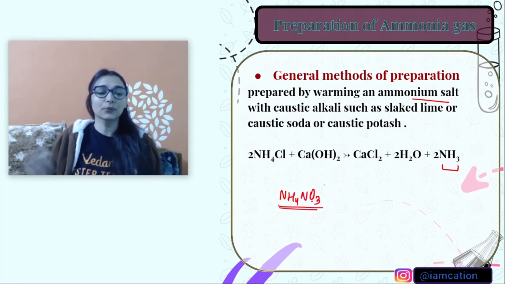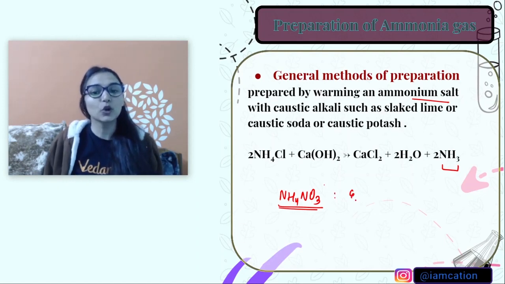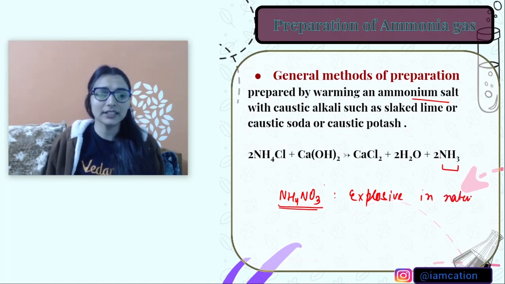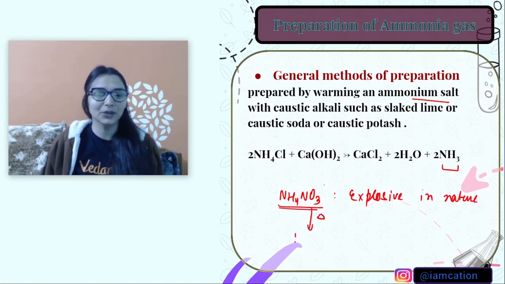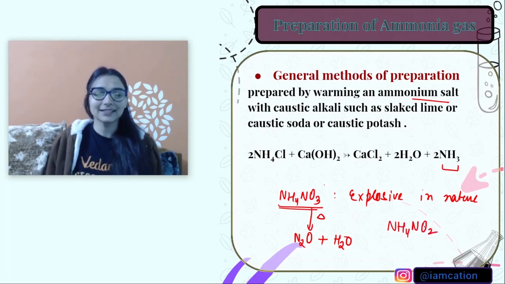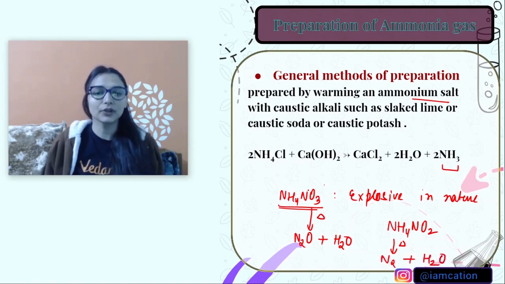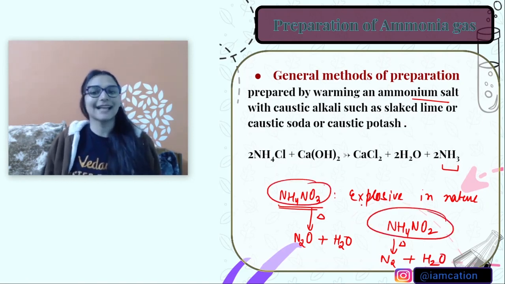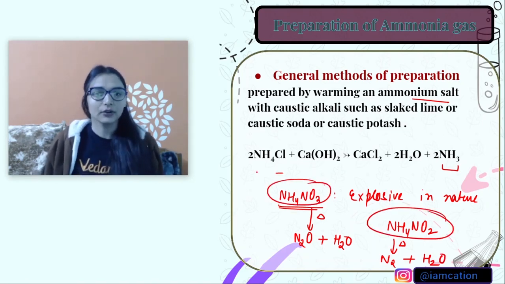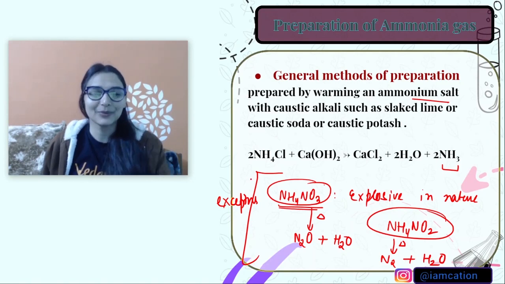If you take ammonium nitrate, this is explosive in nature, so you have to avoid it, and even on decomposition it is not going to give ammonia, rather it will give oxides of nitrogen, right? The same happens with ammonium nitrite. If you heat it, it will not release ammonia, rather nitrogen and water. So we have to avoid these two ammonium salts. If it ever comes in the exam, you have to be prepared with that. Exceptions are always the most important thing in chemistry, and you already know that.